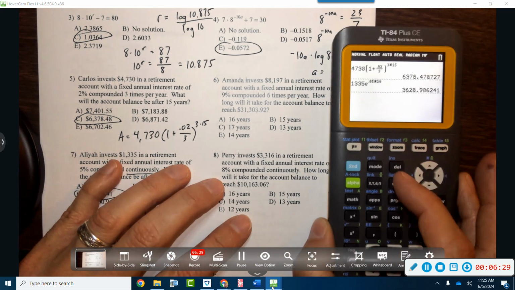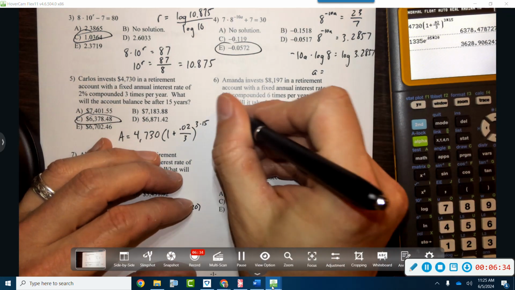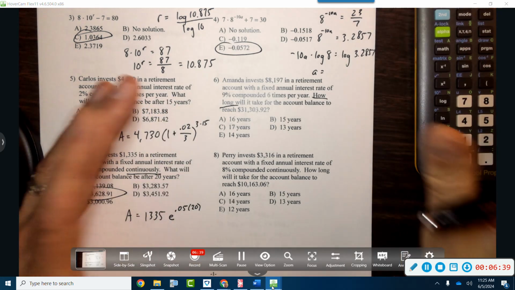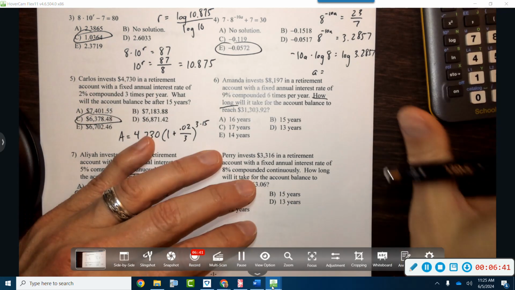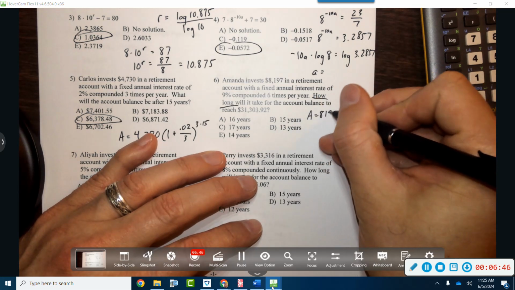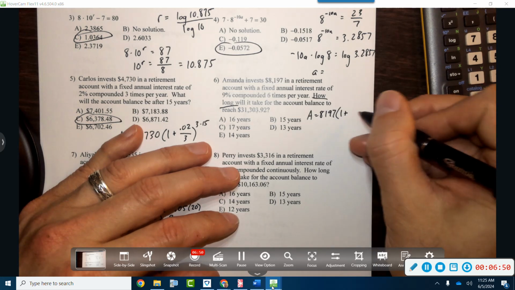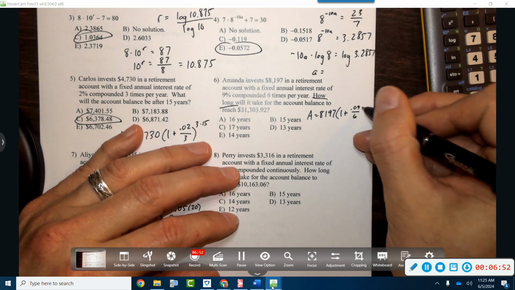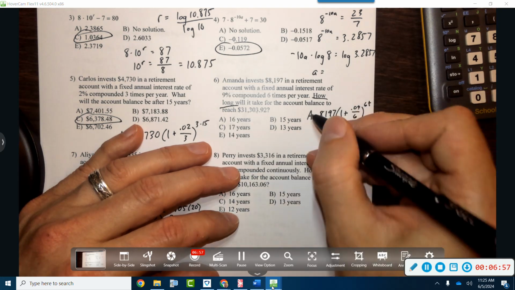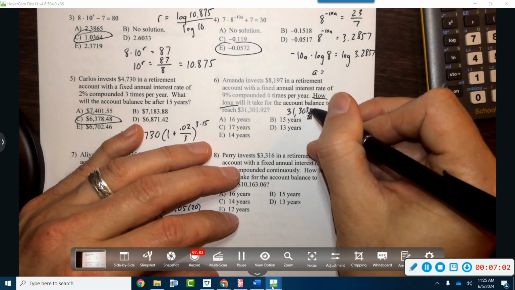So what we want to do is you can do this one of 2 ways. Whenever they ask how long, you can go ahead and use logs, or you can use the tables. Now I would recommend using logs just because you're cool like that. So you want 8,197. We're going to do this using logs, and we're going to have 1 plus, we got 9% being compounded 6 times a year. And we don't know when it's going to equal, so we're going to cross it out and put 31,000. There we go.